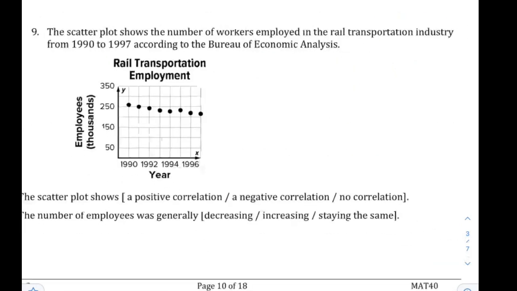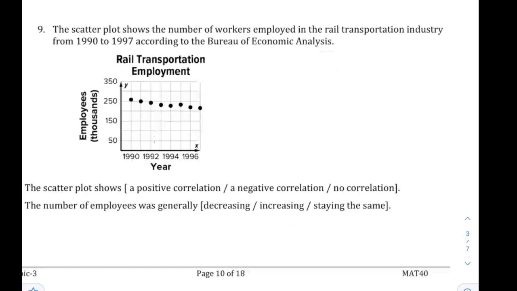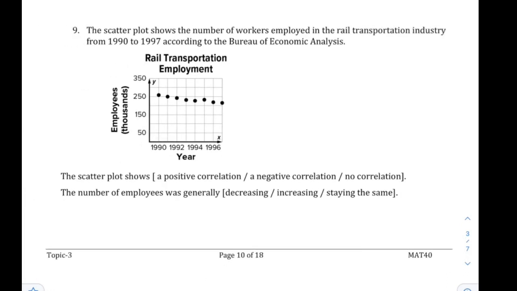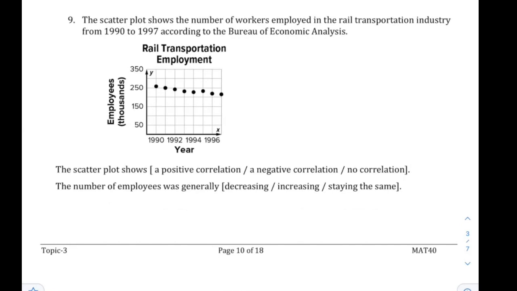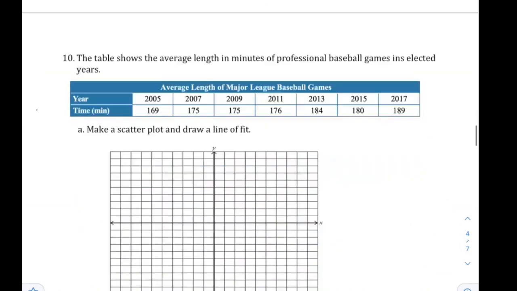The scatter plot shows the number of workers employed in the rail transportation industry from 1990 to 1997, according to the Bureau of Economic Analysis. So according to this figure, does the scatter plot show positive, negative, or no correlation? It is very clear here that the trend is decreasing, right? It's slightly decreasing, but it is decreasing. So it has a negative correlation, and we can say that the number of employees was generally decreasing. As x increases, y decreases. The number of employees is decreasing.